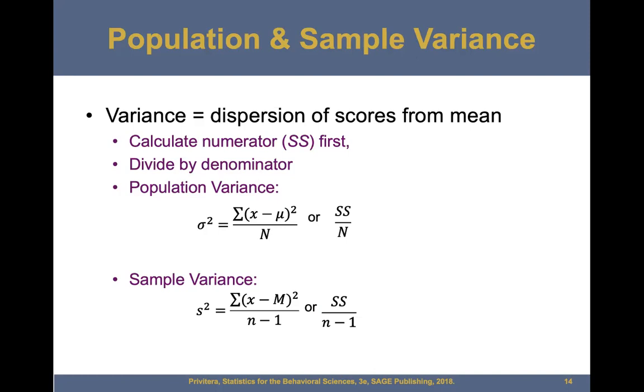Calculate the numerator, the sum of the squares, first, divide by the denominator, and then that's for population variance. Or for sample variance, it's the same except it's n minus 1. Both formulas work. I really like this one for population variance and this one for sample, because you can do those pretty easily if we go into Excel.